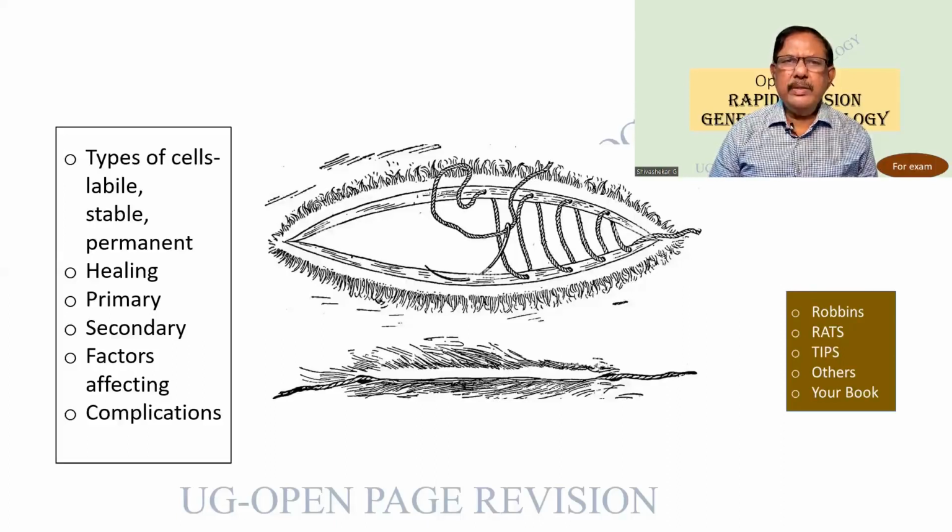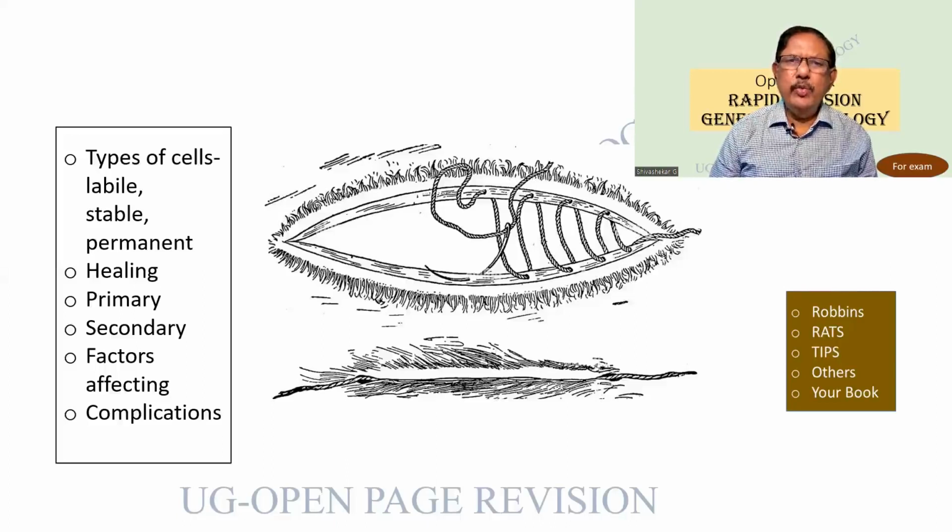Moreover, if you are interested, go to my chapter on tips. A to Z, I would have given you a mnemonic. A to Z. What are the factors affecting wound healing? Please try to learn it by heart. At least 10 you will be able to reproduce very easily.